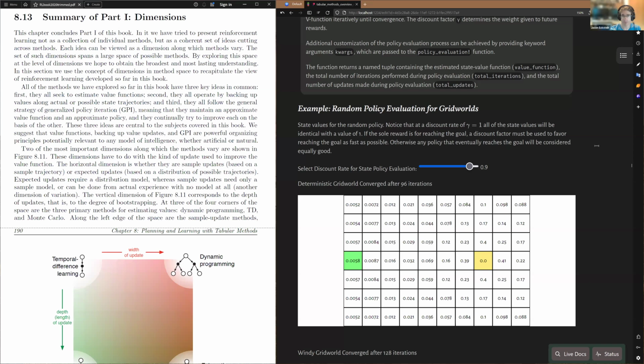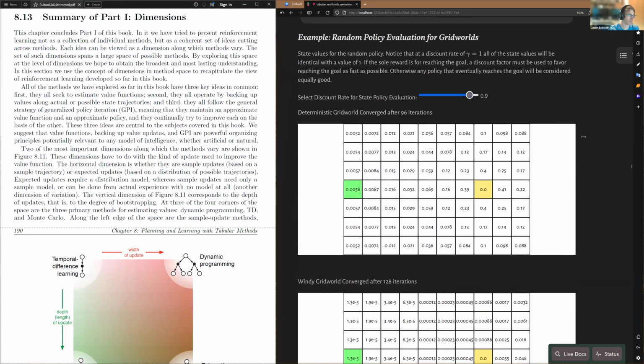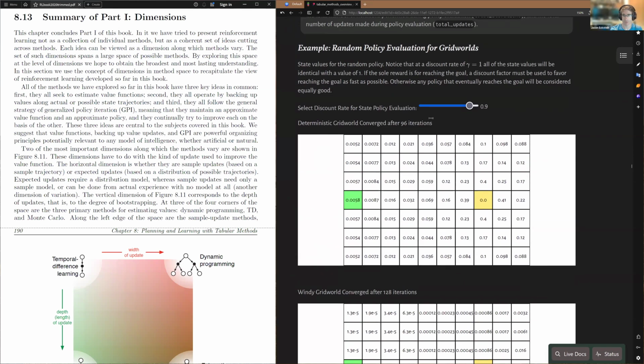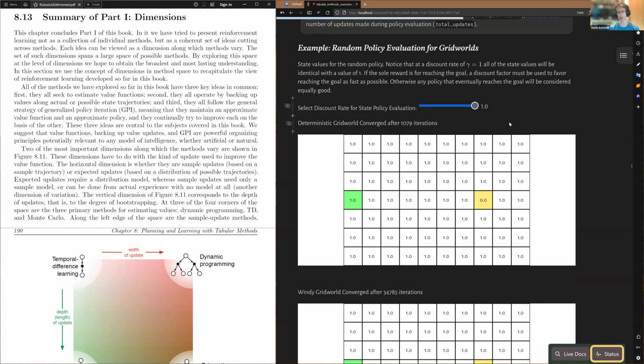Here, this is showing the impact of computing that for the random policy. This slider bar controls the discount rate. If I make this 1, and this is another important point, this is the random policy, right? So it's going to wander around. Eventually, it will reach the goal. But if gamma is 1 for this problem, then what should happen is that all the value estimates are 1.